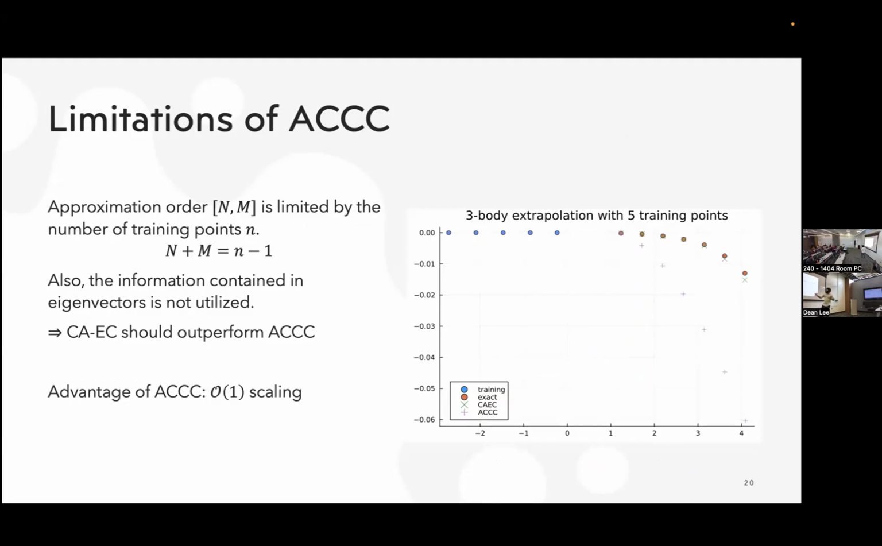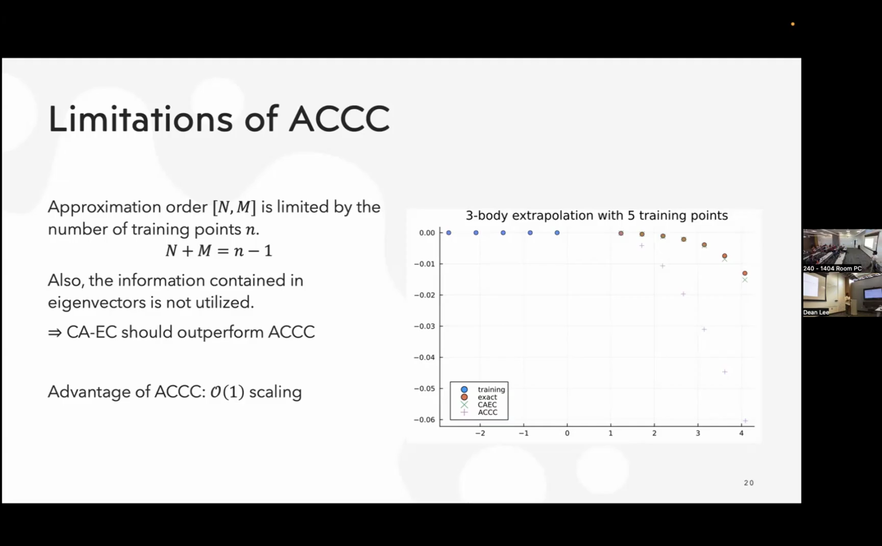And I mean, if you think about it, you're only using the energy eigenvalues. You're not using the information in the eigenvectors. So you actually cannot expect it to perform better than CAC. And that's indeed what we see. I just did a quick 3-body extrapolation with 5 training points. And with 5 training points, CAC has already converged, but ACC is nowhere close. I think you need like 9, 10 points to get it to be acceptable.